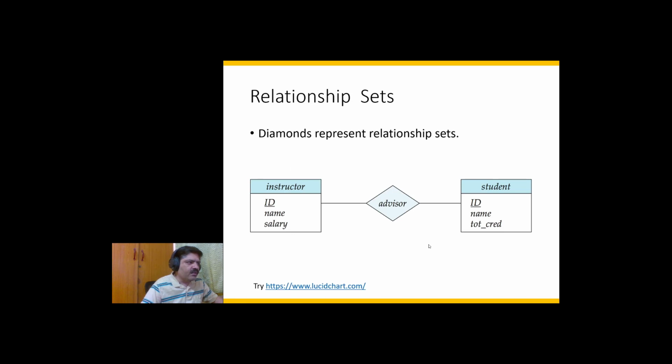Now let's look at an example of a relation. I have an instructor entity set and I have a student entity set, and the diamonds represent the relationship sets. Now in this relationship set we connect or relate instructor to student. In this case we have labeled the relationship as advisor. So we want to say that an instructor advises several students, or in other words, students have advisors who are essentially instructors.